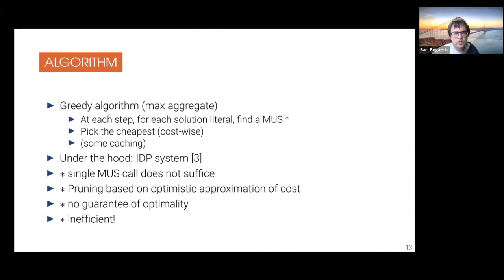The way our algorithm works is, at each step, we go over all literals in the solution, search for an unsatisfiable core or unsatisfiable subset that explains that literal, and pick the cheapest one. And there's some caching of results in the meanwhile. Our solution builds on the IDP system, which is similar to the system from the first talk. It's a lazy clause generation solver. Its input language is first order logic, but in the context of a finite domain. And there's a SAT solver underneath.